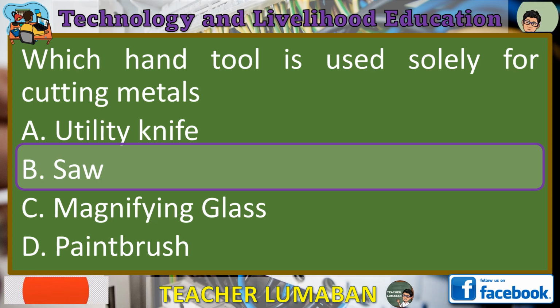Therefore, the correct answer is B. Saw, as it is the hand tool specifically used for cutting metals.